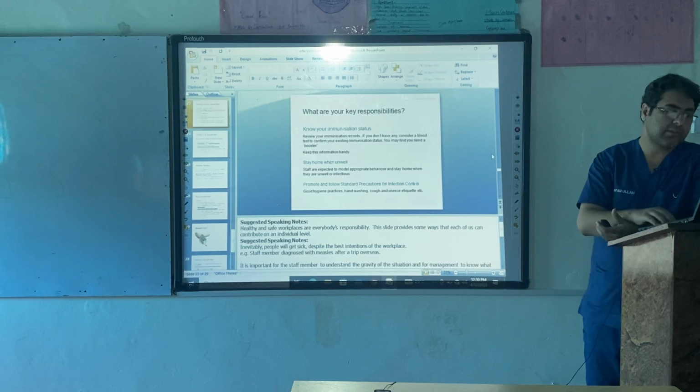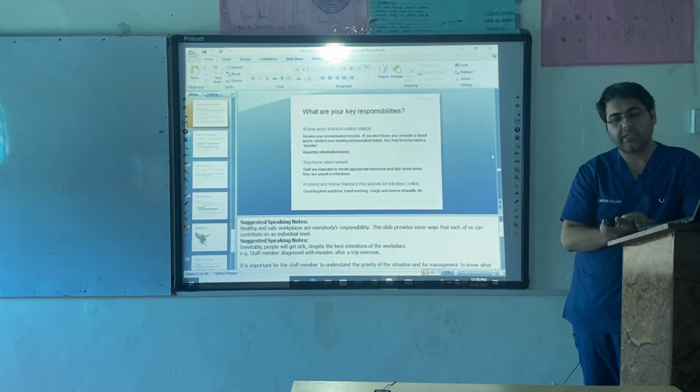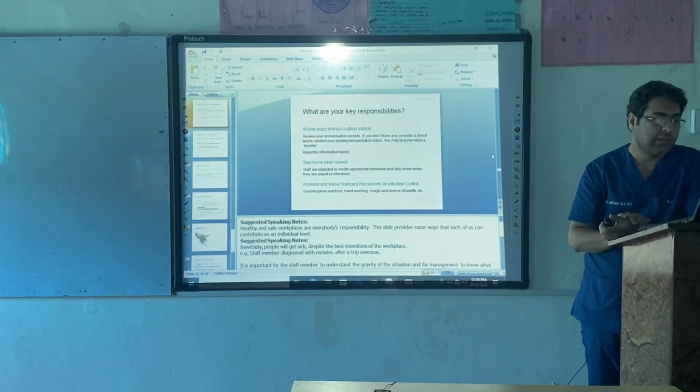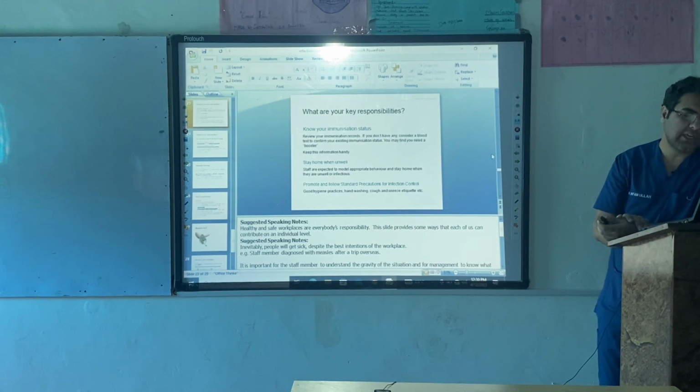The key responsibilities a healthcare practitioner should know: review your immunization record. If you don't have any, consider a blood test to confirm your existing immunization status. You may find you need a booster. Keep this information handy.